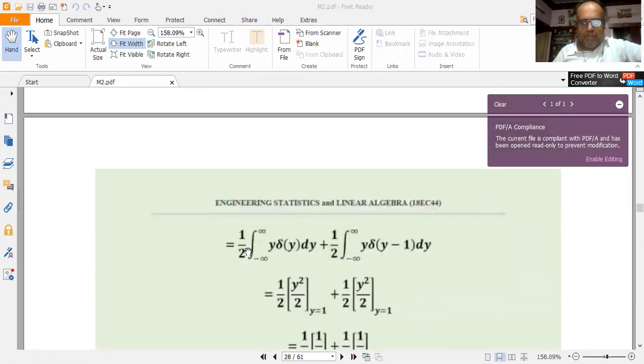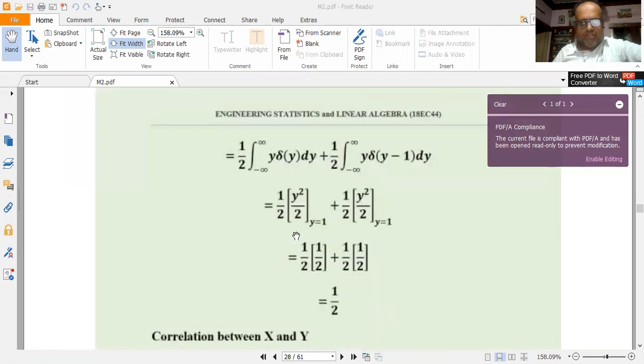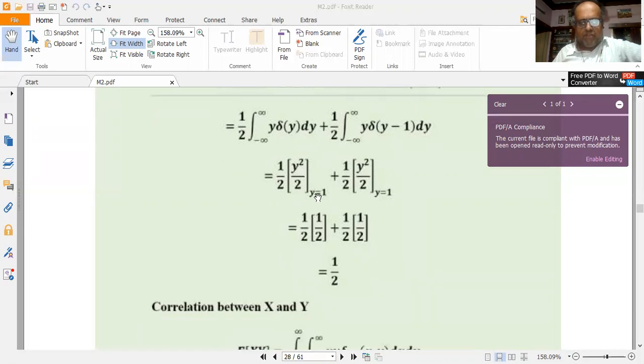So this becomes half integral from minus infinity to plus infinity of y delta of y dy plus half integral from minus infinity to plus infinity of y delta of y minus 1 dy. So this becomes half into y squared by 2 evaluated at y is equal to 0, plus half into y squared by 2 evaluated at y is equal to 1. If I substitute y is equal to 1, I get 1 squared by 2. So half into 1 by 2 plus half into 1 by 2, because 1 squared is equal to 1.